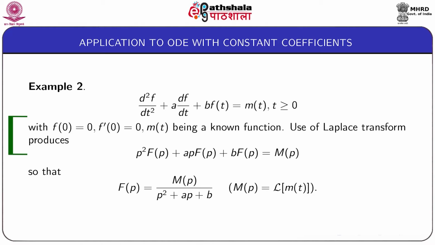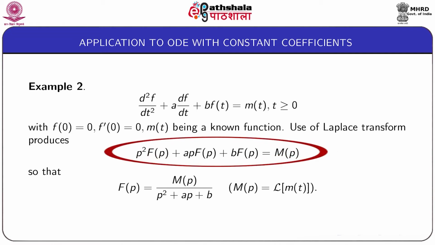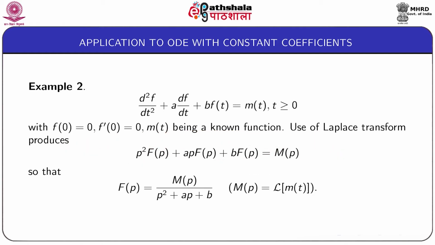Here also we use Laplace transform, that is, we multiply both sides of the given differential equation by e to the power minus pt and integrate with respect to t from 0 to infinity to obtain p square F(p) plus a p F(p) plus b F(p) equal to M(p). Here capital M(p) is the Laplace transform of small m(t) and capital F(p) is the Laplace transform of small f(t).